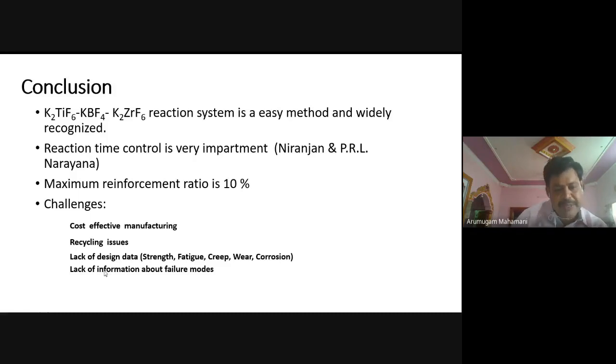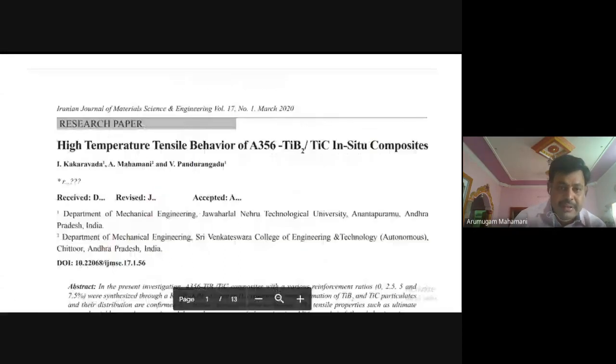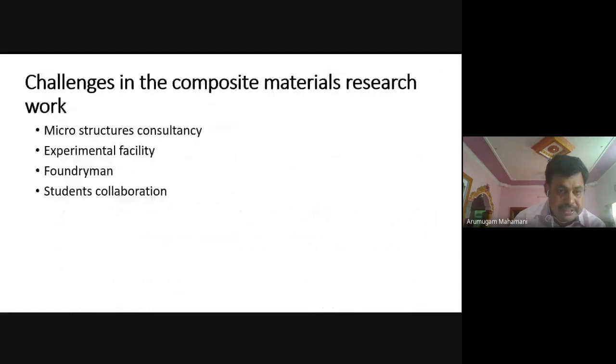Lack of information about the failure mode is still a big challenge. Then, these are all my latest publications. Recently, one of my PhD scholars did work on materials engineering and innovation. Another paper we published is on the high temperature tensile behavior of this composite. Then, challenges of composite material research.